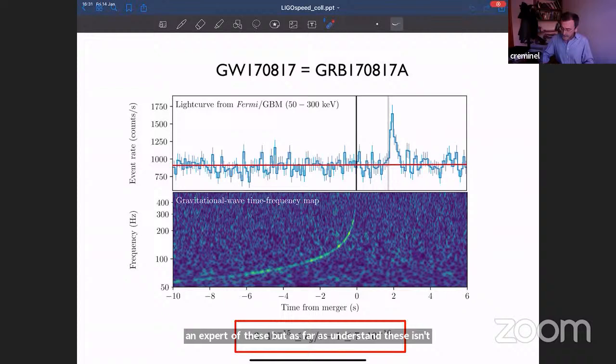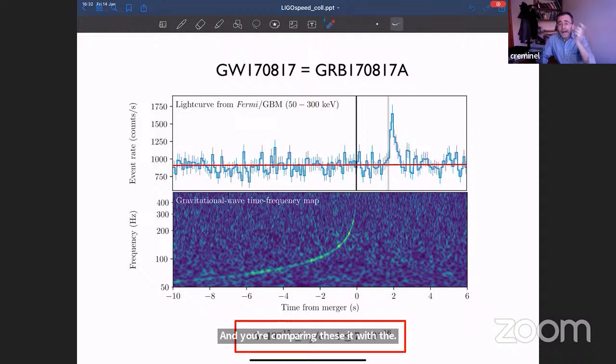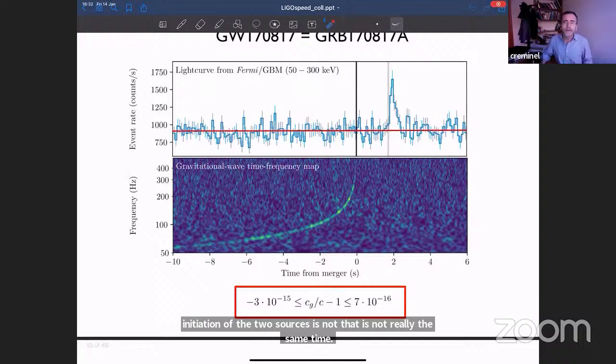So basically, apart from this slight difference in the emission, because we're looking at different kinds of waves, what you should learn from this graph is that, apart from this error, let's assume that this is some sort of experimental error of order a couple of seconds, it takes about the same time for gravitational waves and light to propagate from the neutron star event to the detectors. And this is a remarkable result because, of course, we're talking about a distance from Earth of about 40 megaparsec, and you're comparing this with a couple of seconds, which is the error that we have because the emission of the two sources is not really at the same time. But this gives very nice bounds on the speed of gravitational waves. So you see it from here.